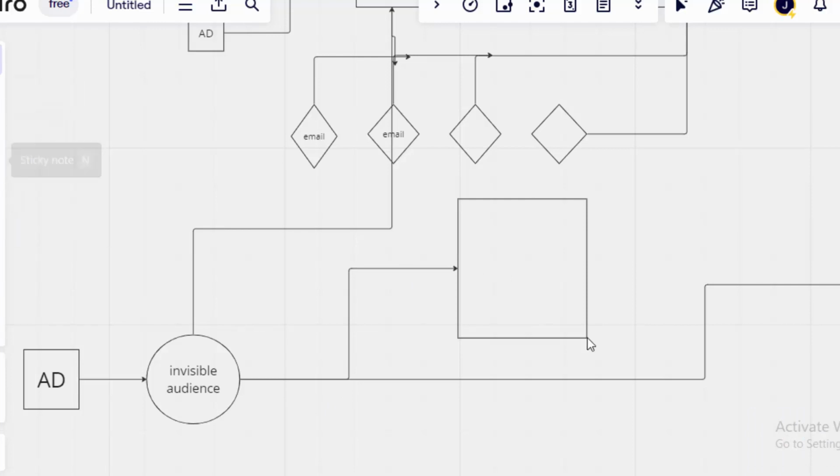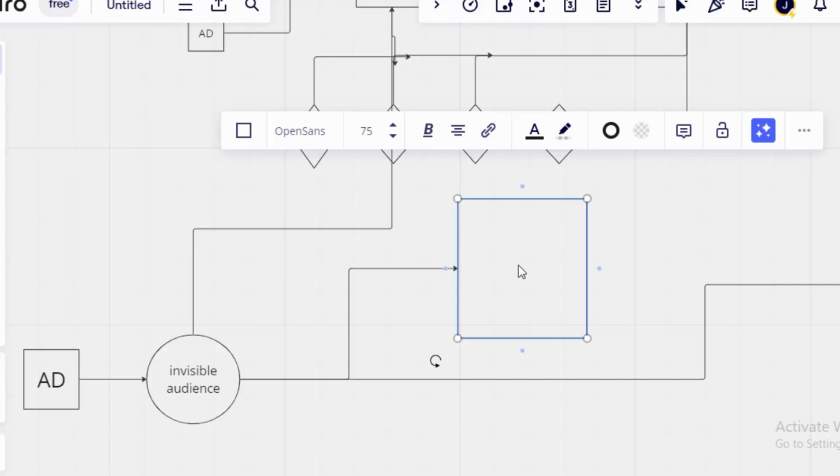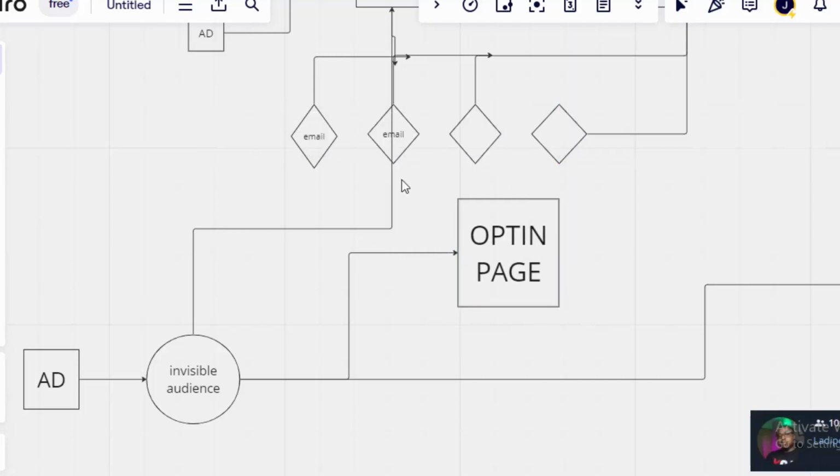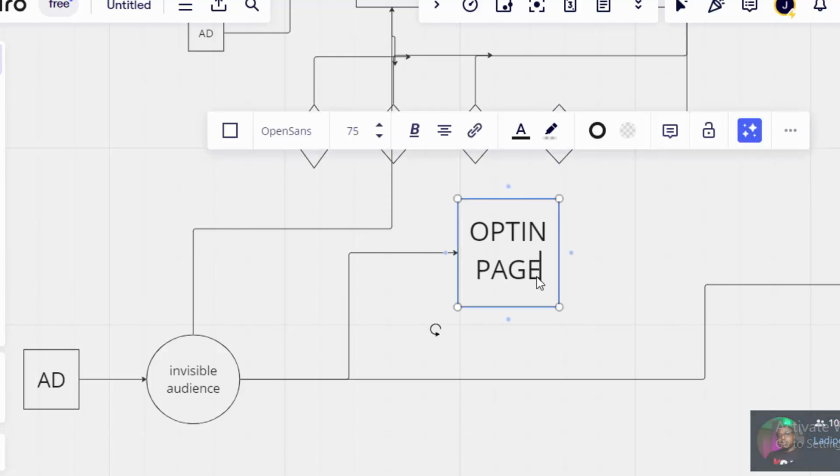Okay, send them to another opt-in page. We tell them to sign up to our newsletter and all of that. The whole essence is to get them back into our sphere so that we can sell to them. That's the whole essence of this page, and getting them to do this, right?